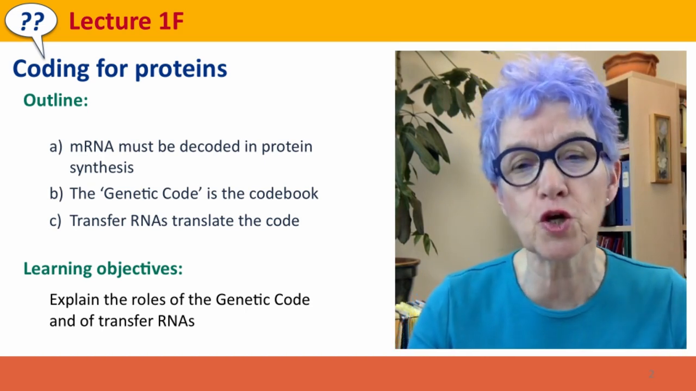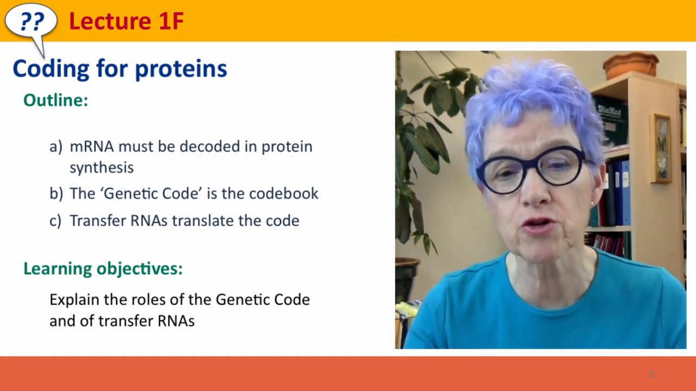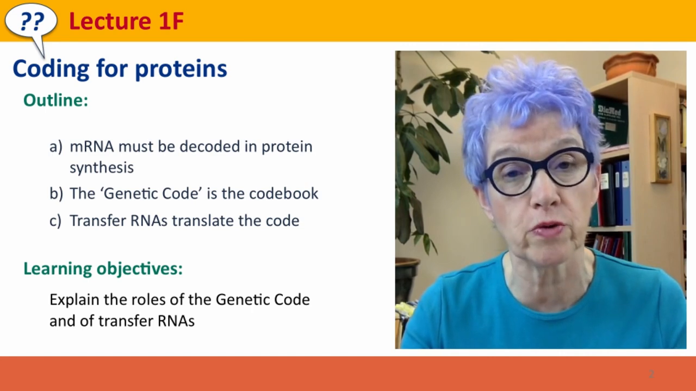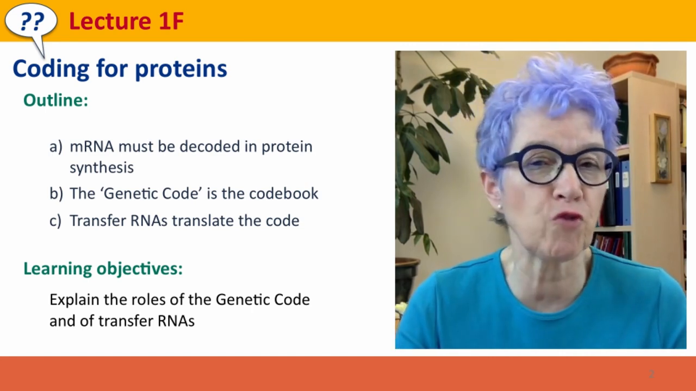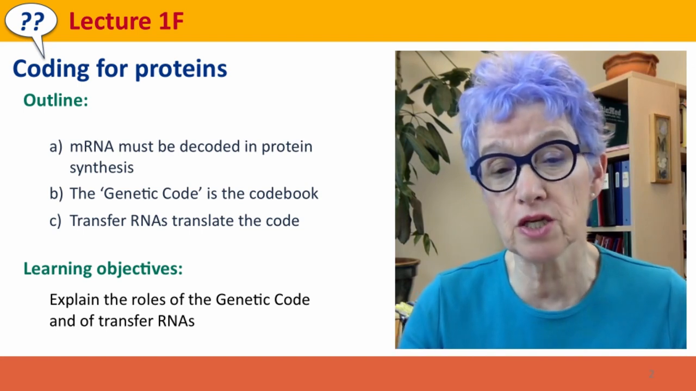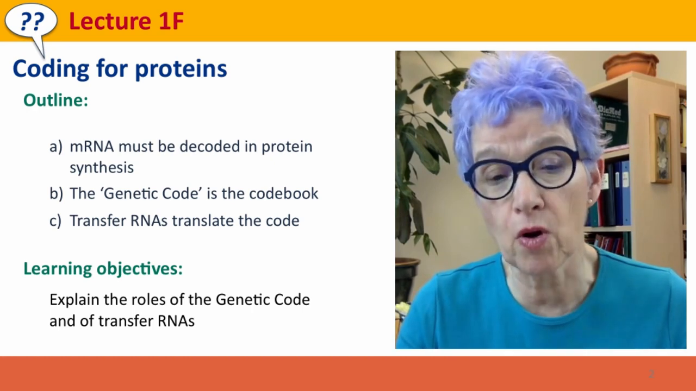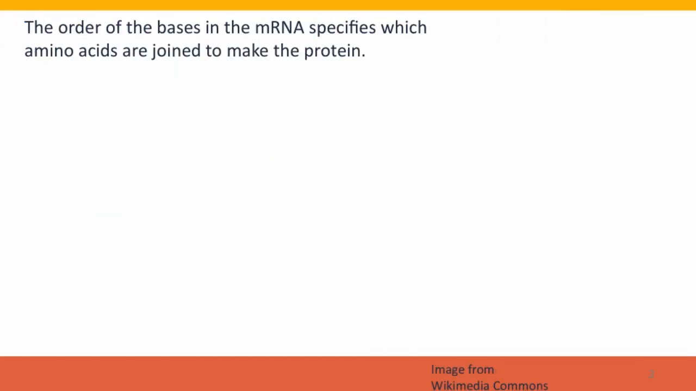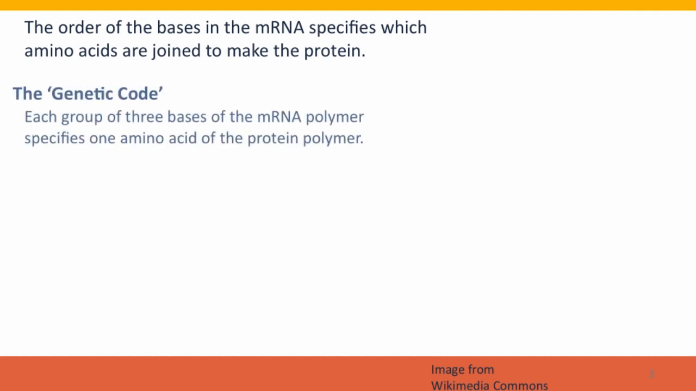The genetic code is the code book that explains how the translation from one language to another is going to happen, just like any other code book or a foreign language dictionary. The actual translation is done by molecules called transfer RNAs. Now, we've said several times that the order of the bases in the messenger RNA specifies which amino acids are going to be joined to make the protein.